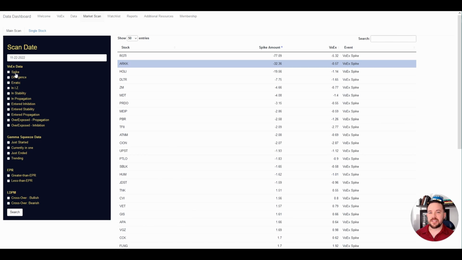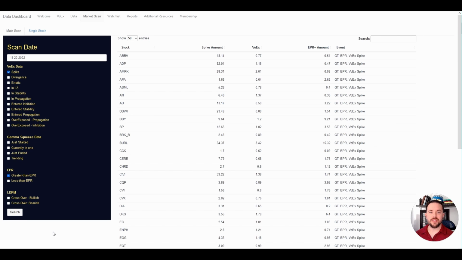We can also mix and match different criteria that we want to search for in the market. Suppose we want to look for VoEx spikes and for stocks that moved more than the expected price range. A pretty classic combination of stocks that do experience a VoEx spike. They moved more than the market was expecting, and something underneath did not like that. So we hit spike and greater than EPR, and we are met with stocks that had both a VoEx spike and moved more than the expected price range.